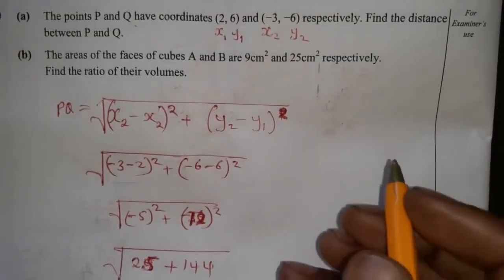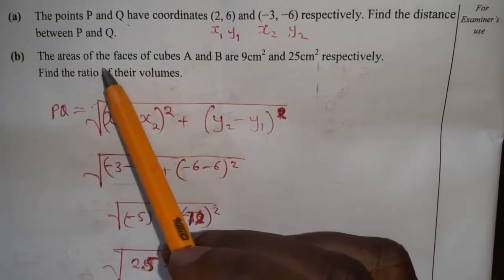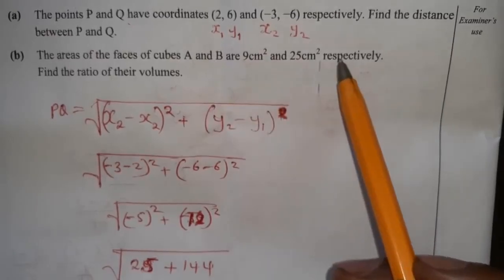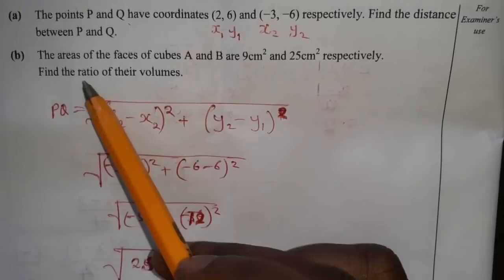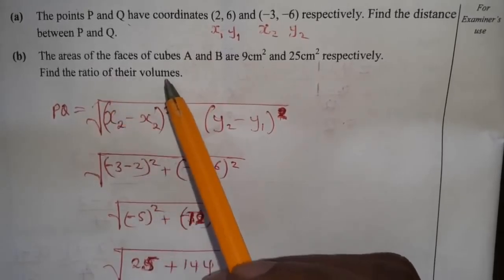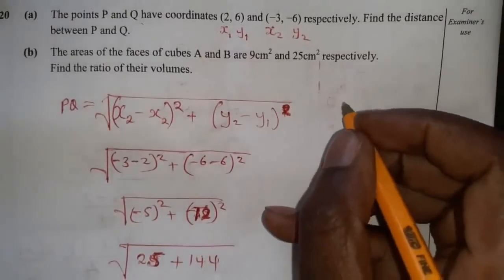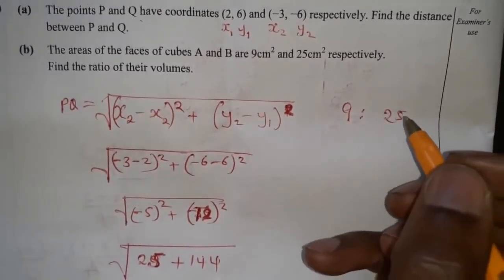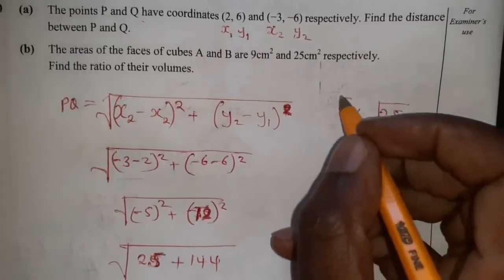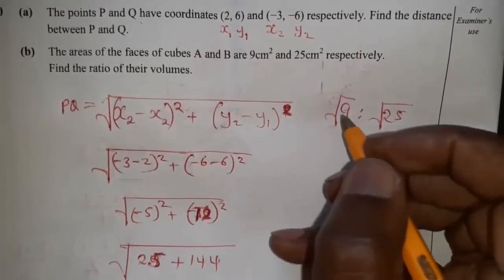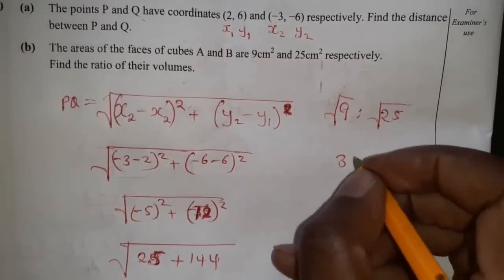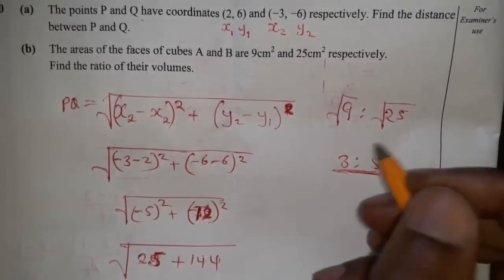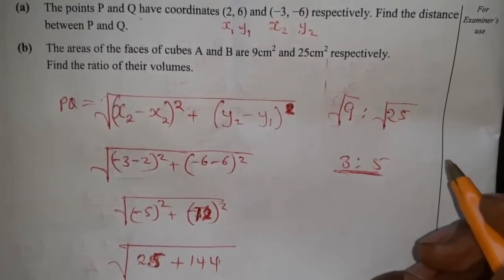The second question. The areas of the faces of cubes A and B are, respectively, given. Find the ratio of their volumes. So this is the area. Okay. So we need to get the original. So we find the square roots of these. What do we get? 3 and 5. So these are like the ratios, like the original ones.